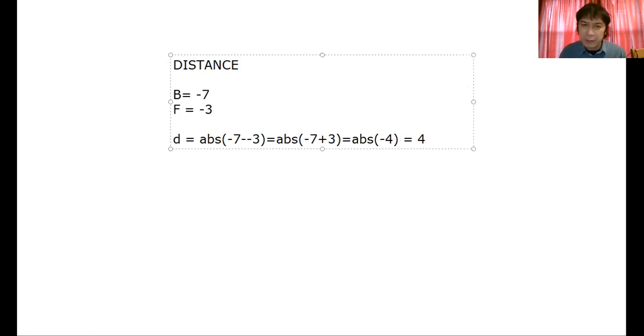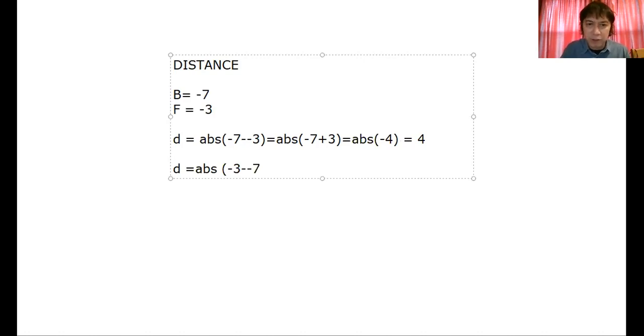You can also try it the other way. Distance is equal to absolute value of, this time we use F minus B. Remember, you can use either direction. So F minus B, we'll start with -3, minus the -7.